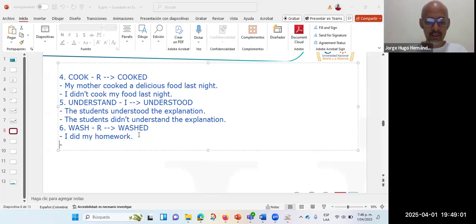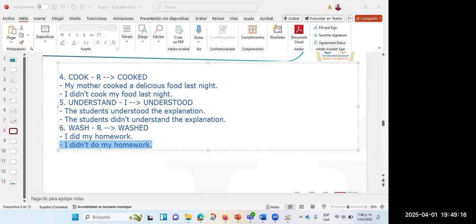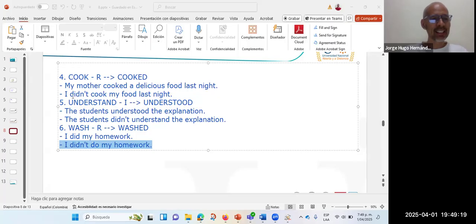And look at the difference. I didn't do my homework. And here, what does it mean? Yo no hice mi tarea. Yo no hice mi tarea, ¿sí? Este didn't, del cual yo les estaba diciendo que no se utilizaba en forma afirmativa, es el verbo auxiliar. Acá, este did no significa nada, porque lo que significa es la negación, el not, ¿sí?